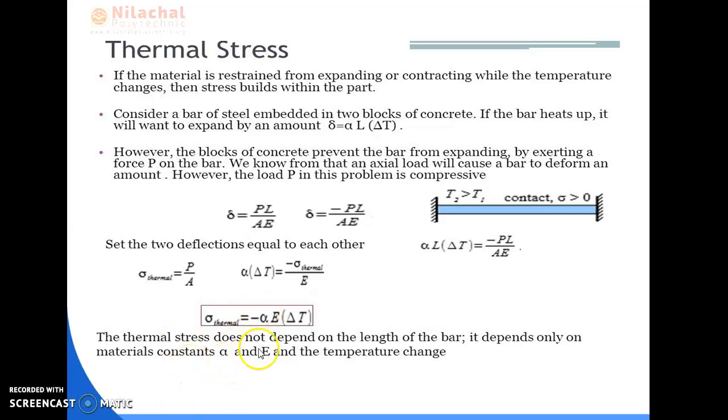Alpha means coefficient of thermal expansion. The minus sign suggests that a compressive stress is produced in the bar. From this, we conclude that temperature stress is alpha into E into del T as the numerical formula, and change in length is del L, that is L alpha into del T. The temperature stress does not depend upon the length of the bar. From this expression we are concluding.